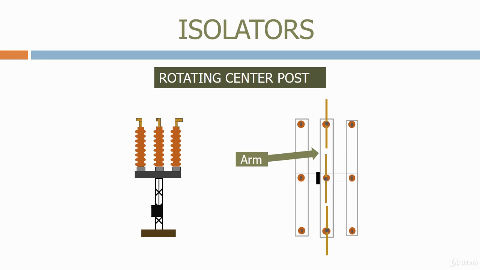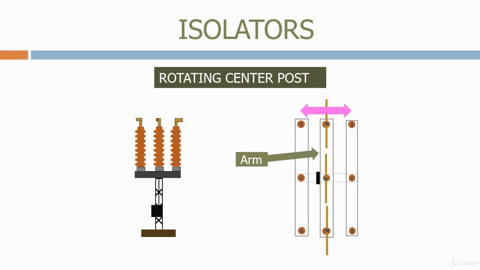The key dimensions of the isolator are the phase-to-phase clearance, which dictates the vertical spacing between the conductors. This depends on the substation electrical clearances. Next, we have the isolation distance.